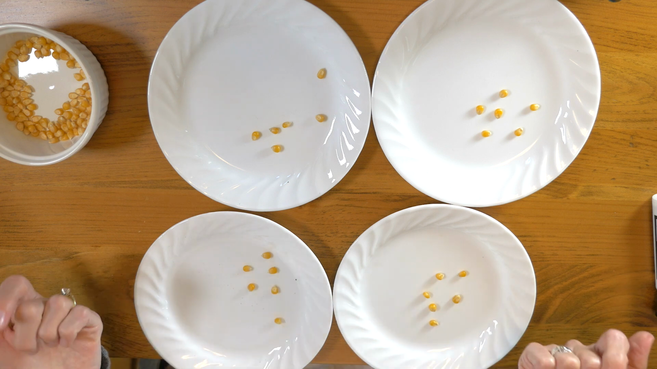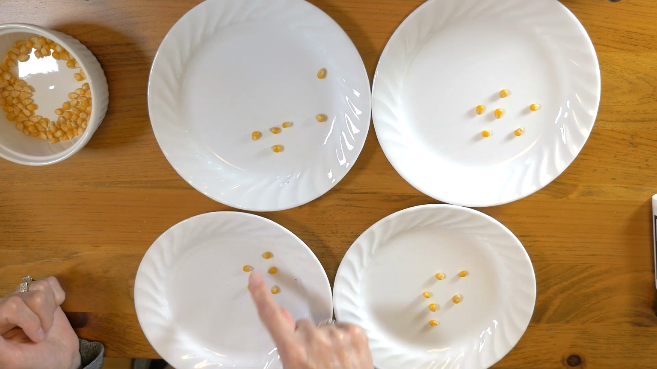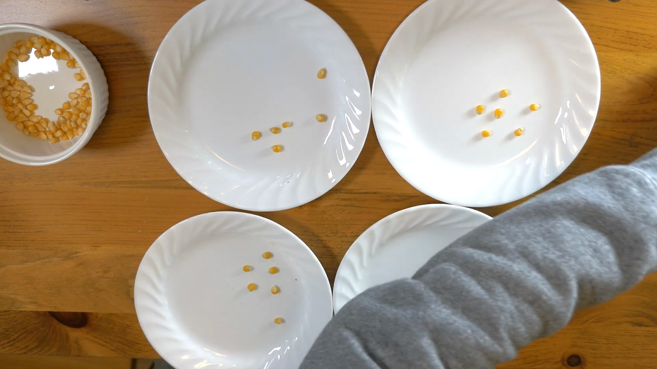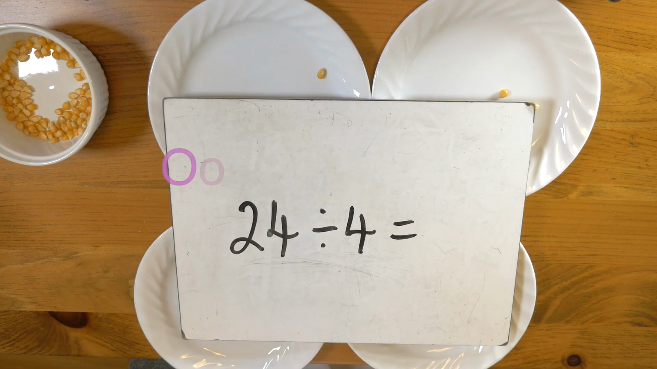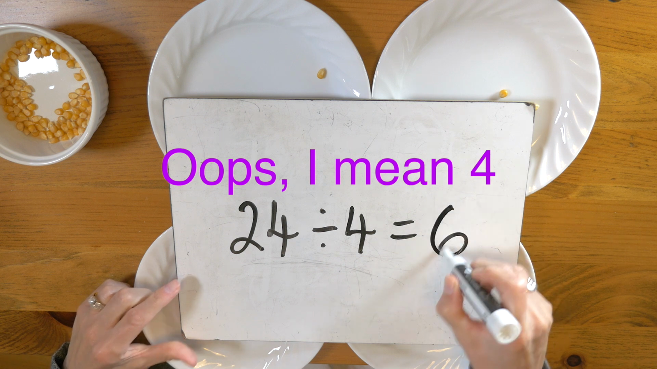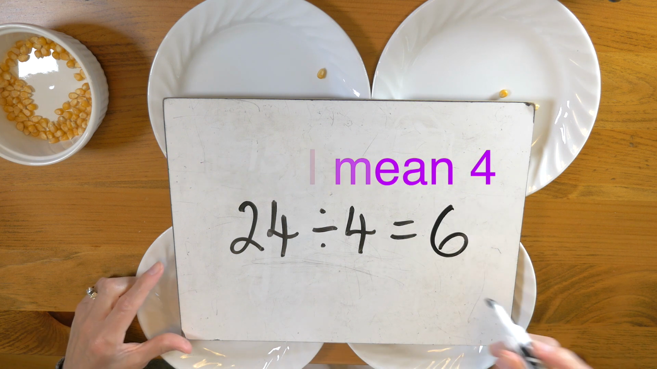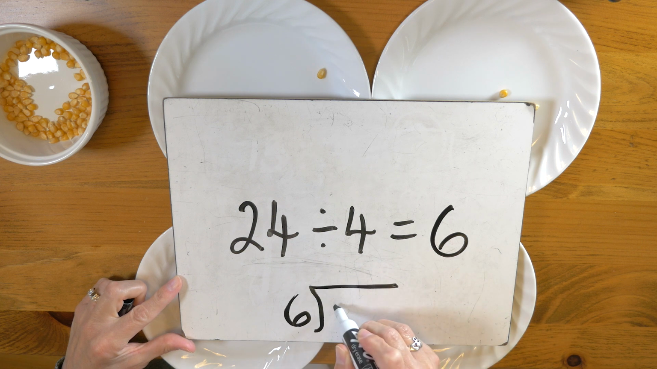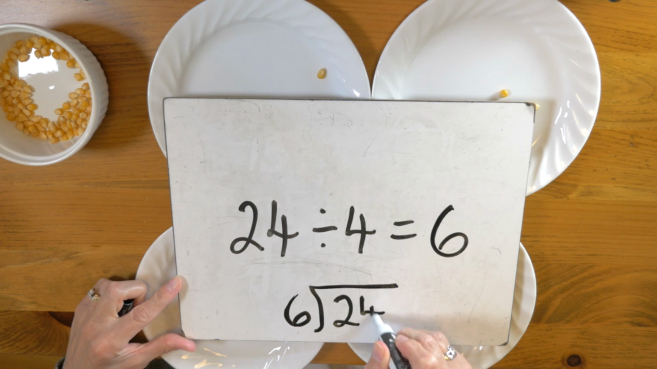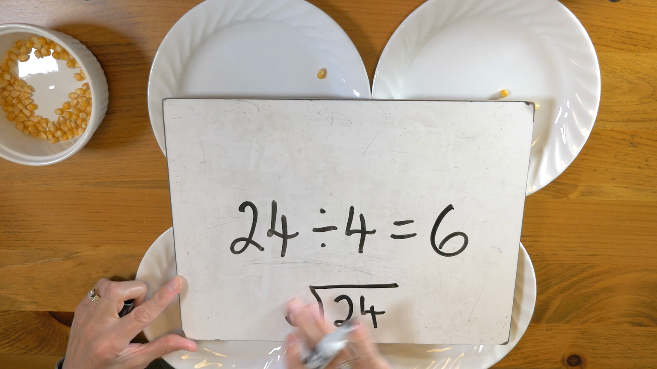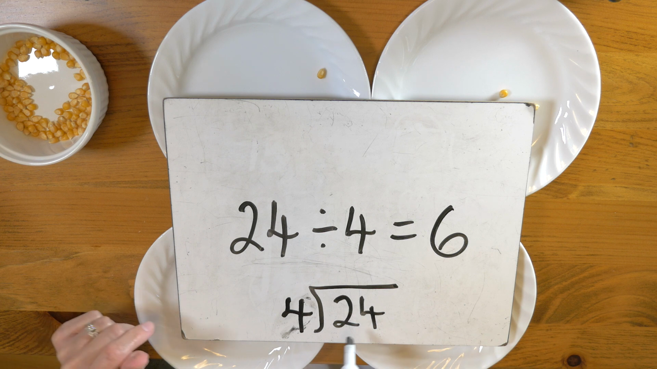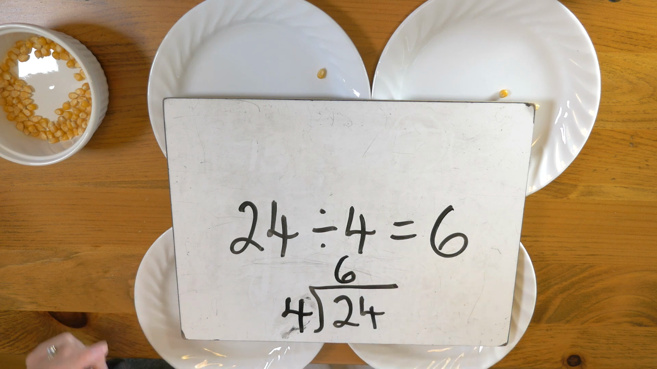Okay, so how many do I have in each group? 6, 6, 6, 6. So my answer, 24 divided by 4, is 6. And if I wrote it the other way, like this, 24 divided by 4, you put your answer on top like that, 6.